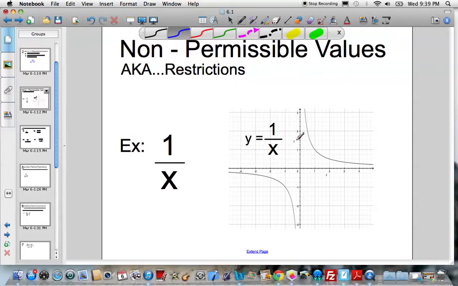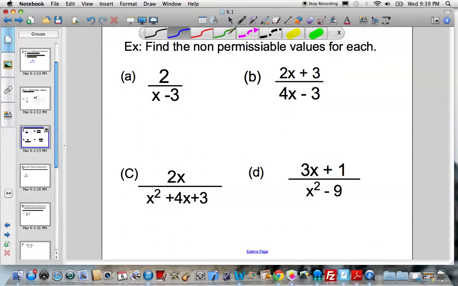Right now we don't have functions, we don't have graphs. We're just building up to that. So we're taking a rational expression and trying to determine where the non-permissible values actually exist. Here are a few different examples. We have to look at where the non-permissible values are.